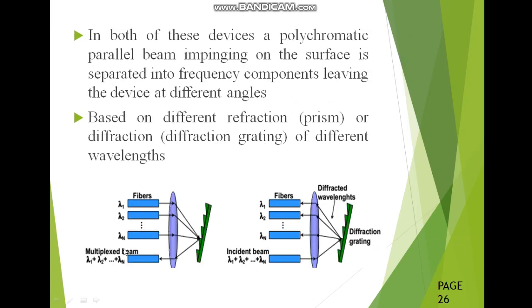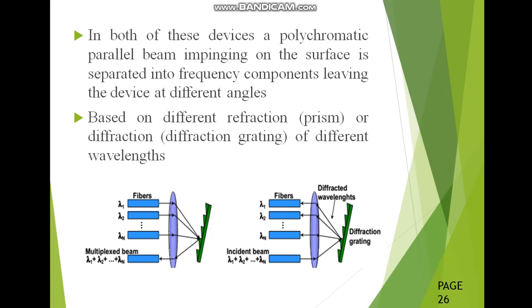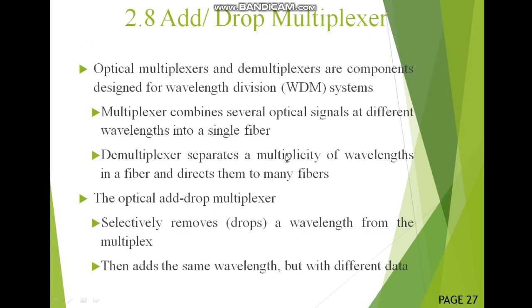What do we mean by this? These are the two diagrams showing you multiplexers and demultiplexers. In both of these devices, a polychromatic parallel beam impinging on the surface is separated into frequency components, leaving the device at different angles. These are my fibers, this is my prism. The light is refracted over here, and at different angles it is refracted. So we will get different wavelengths over here. Based on different refracting prisms or diffraction gratings, with diffraction of different wavelengths, we can design multiplexers and demultiplexers.